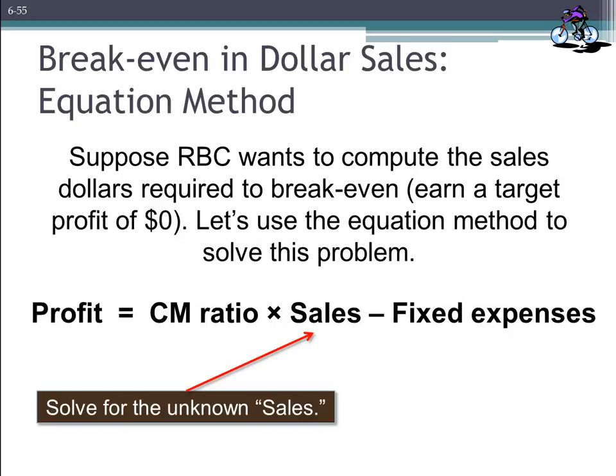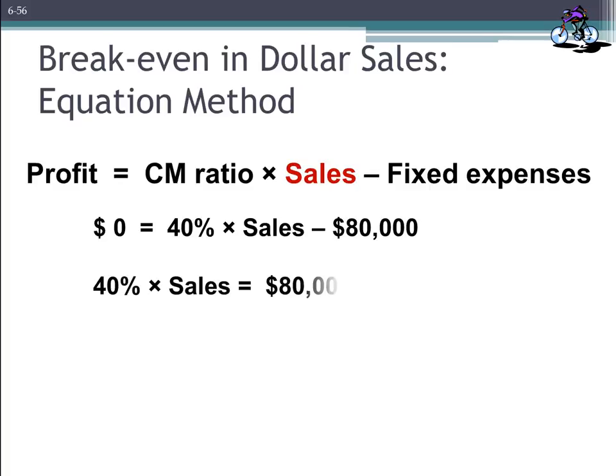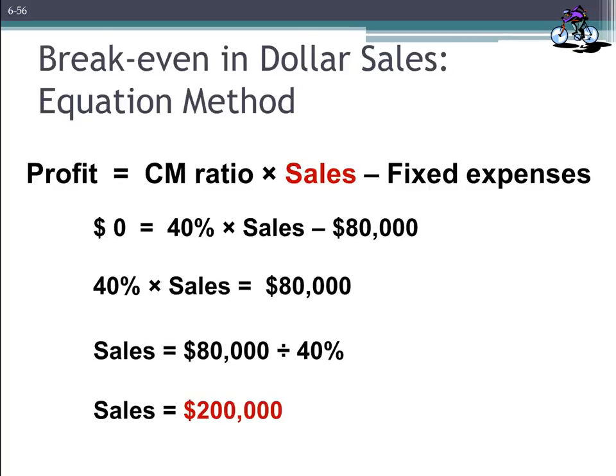Same thing when we're working with total sales dollars. If we want to know the total sales revenue dollars that we need to generate in order to break even, we just plug in that $0 amount into the profit area. If we're using the equation method, this is what it would look like. We'd simply plug in those same numbers and use algebra to get to the final product. So our contribution margin ratio is 40%. Our fixed expenses are $80,000, and of course the target profit in a break-even analysis is $0.